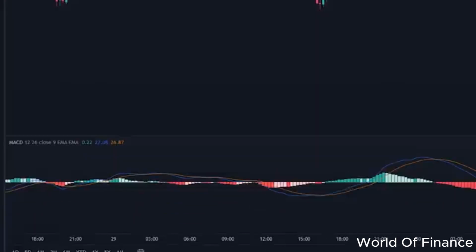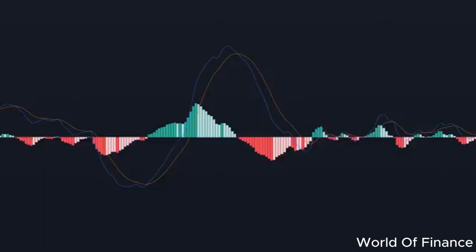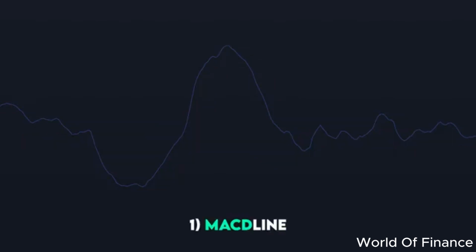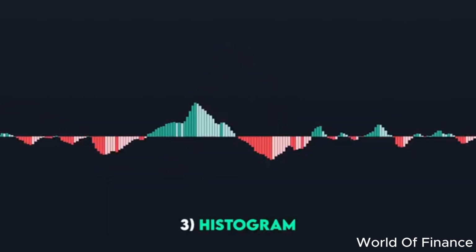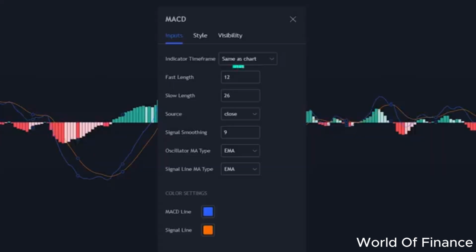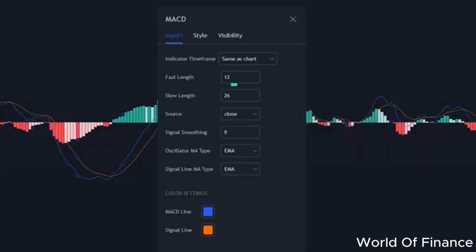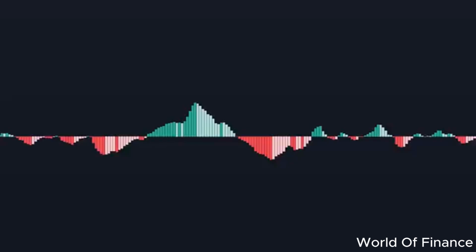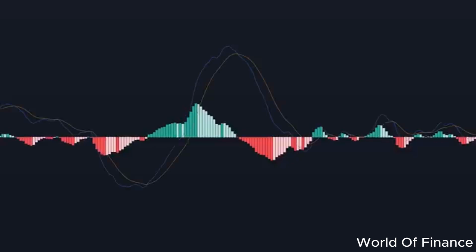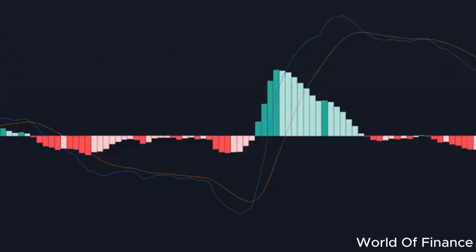Now that we have the MACD indicator added, let's make sure we know how the MACD actually works. The MACD is made up of 4 different components: the MACD line, the signal line, the histogram, and the zero line. The MACD line, which is the blue line, in most cases is usually a 12-day moving average. The signal line, which is the orange line, is usually a 26-day moving average. Next, we have the histogram, which represents the difference between the MACD line and the signal line. So, for example, the smaller the space between the two lines, the smaller the histogram gets. The bigger the space, the bigger it gets.